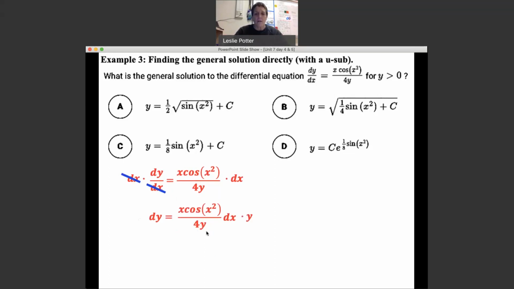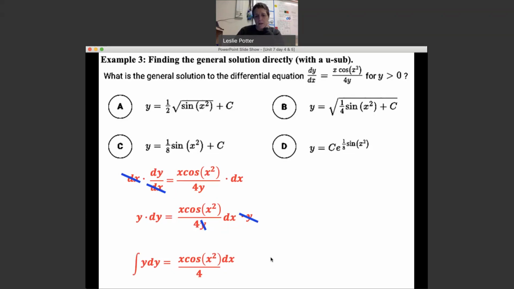Now, interestingly enough, notice I'm just taking the y. I'm leaving the 4 on the x side. You can take the 4 with you if you want to. But the thing is we always have to solve for y. So I'm not going to take the 4 to the left just to take it back over to the right. So I'm going to leave the 4, just move the y. Multiplying by y cancels it off the right side. So I have y dy equals 1/4 times x cosine x squared, or x cosine x squared over 4 dx.